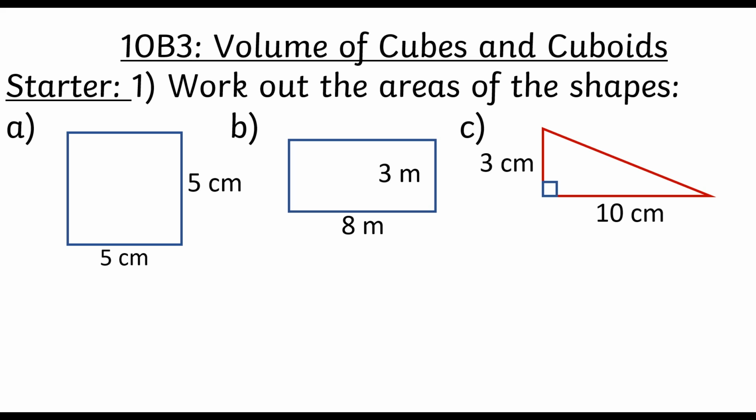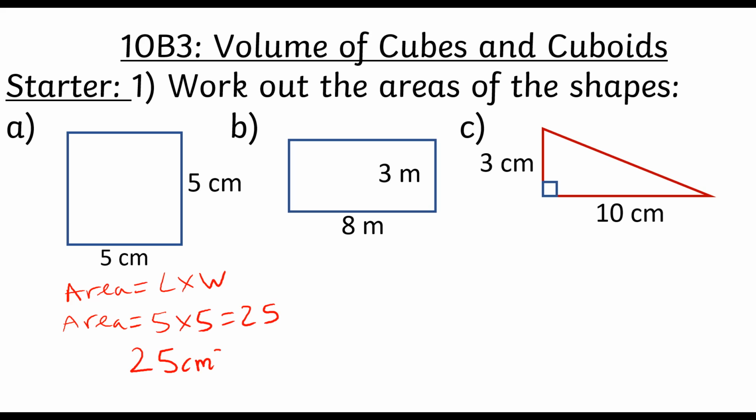Here are the answers. So for the first shape we have a square. And the area of a square is simply length times width. And obviously for a square, the length and the width are identical. So we simply have 5 multiplied by 5, which is 25. And don't forget the units, centimeters squared, because we are in centimeters.